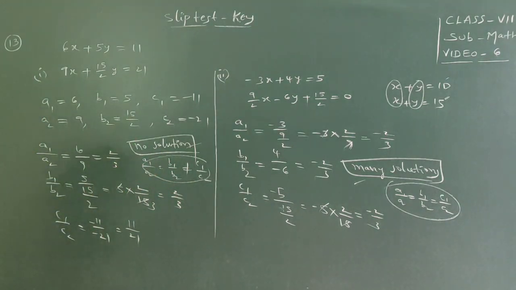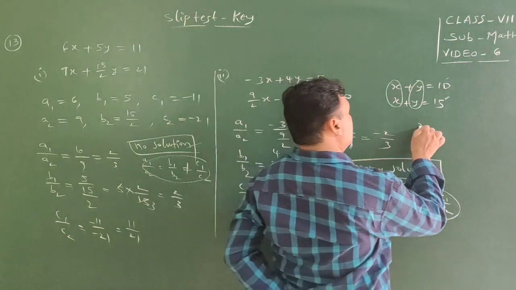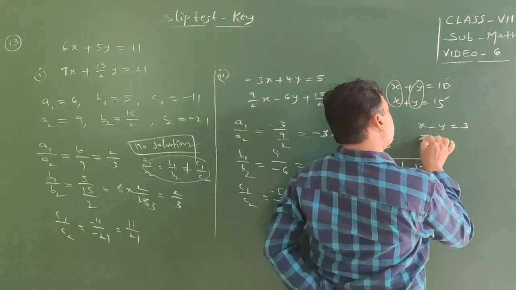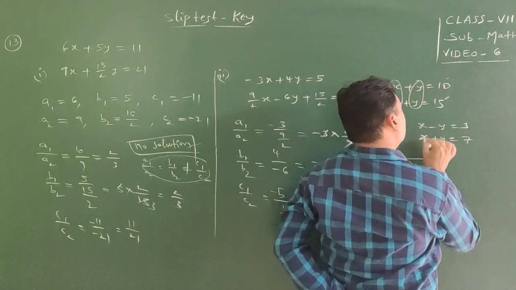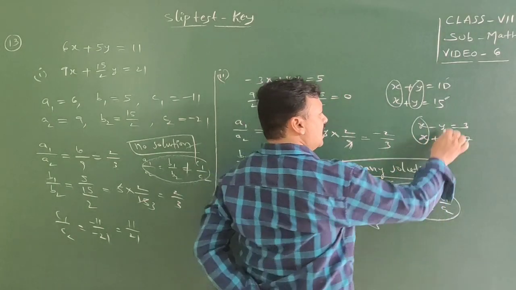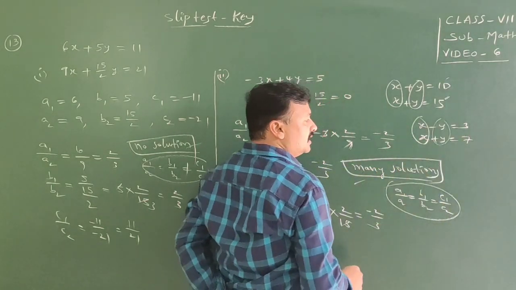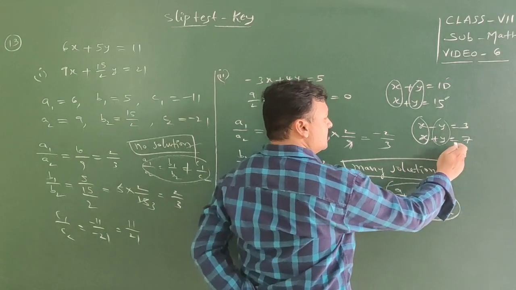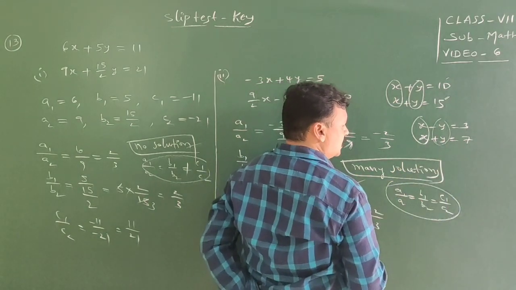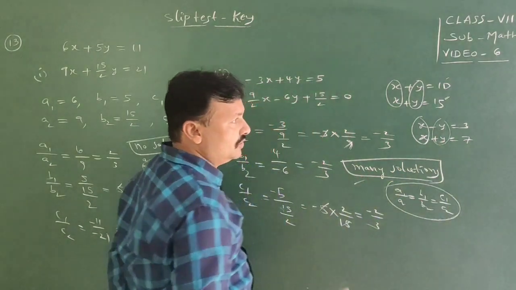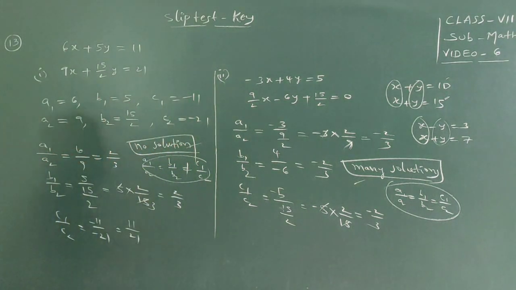And the last option here x minus y equal to 3 and x plus y equal to 7 they give. Here a1 by a2 equal to 1, b1 by b2 equal to minus 1. So here a1 by a2 is not equal to b1 by b2. That's a unique solution. Consistent with the unique solution. That's why that is also the required answer.